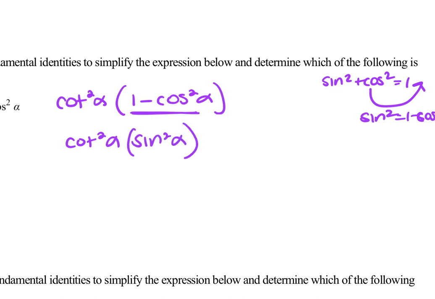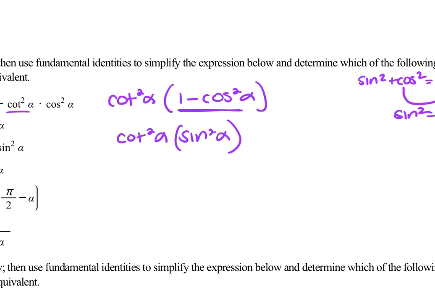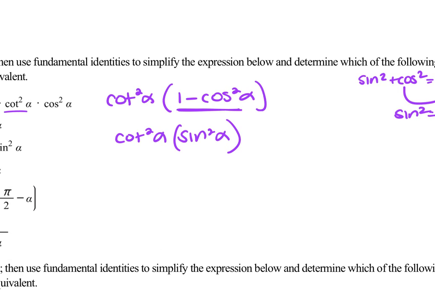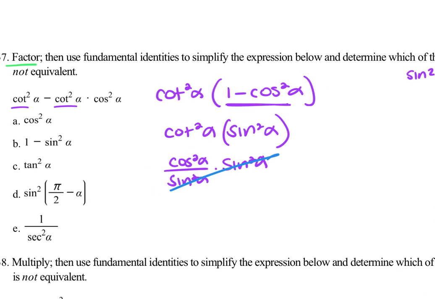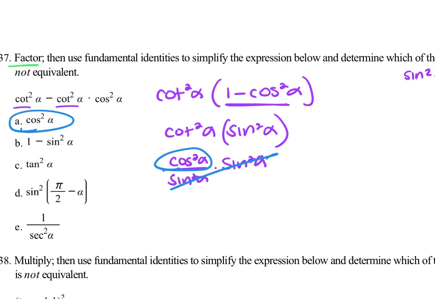And then I'd look at my answer choices and see if they're there. It's not there, so that means I can keep going. Cotangent squared is the same thing as cosine squared over sine squared, times sine squared. And then the sine squareds cancel, and all that's left is cosine squared. So definitely use your answers to your advantage. Like if you get halfway and you're like, am I done? Check and see if that answer's there.